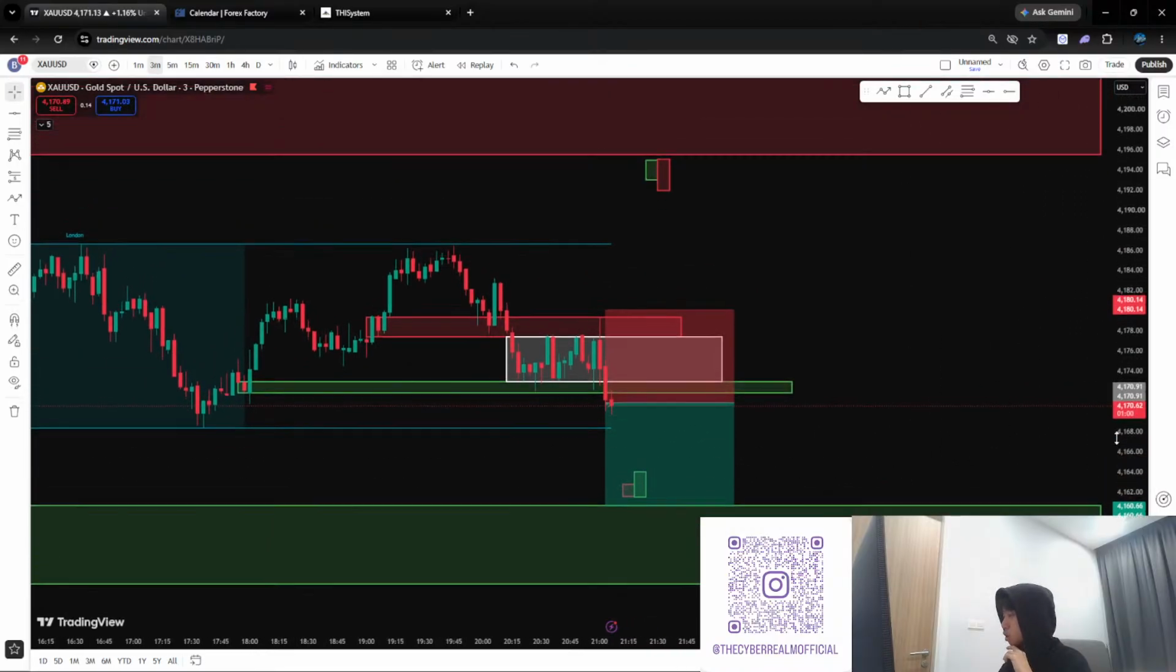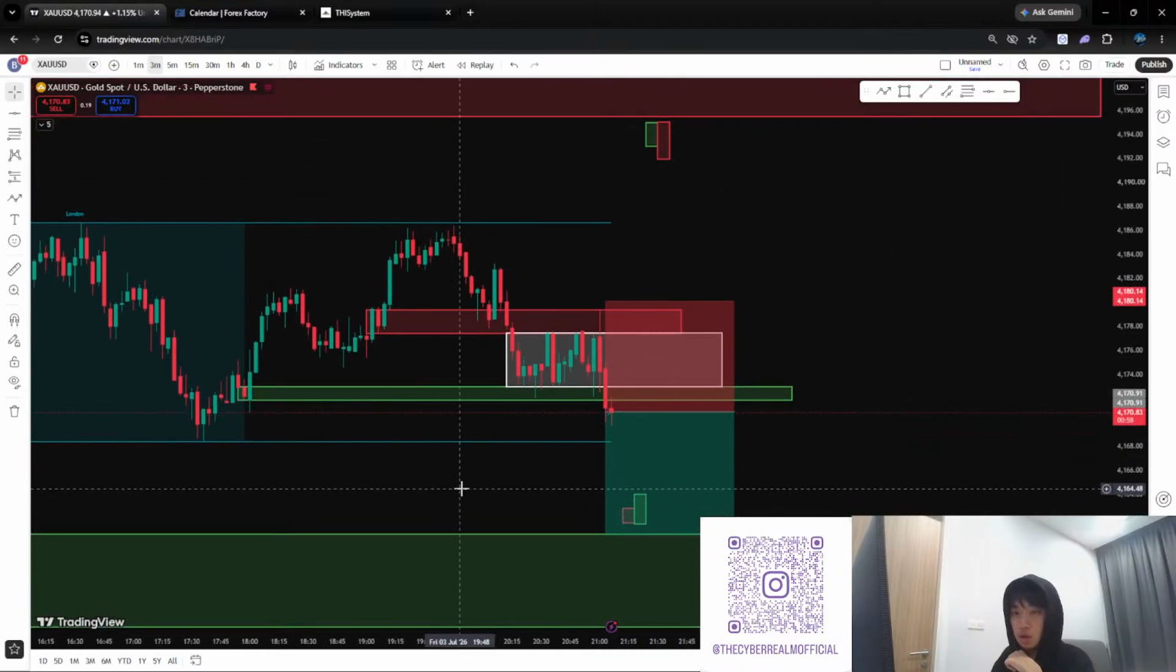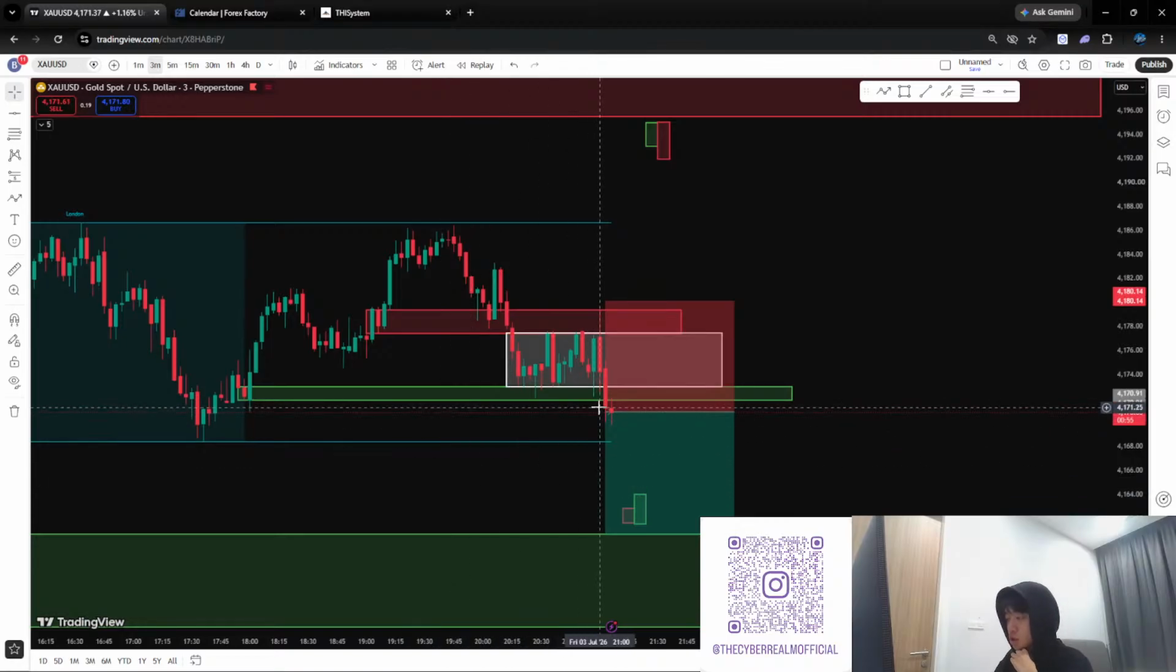Secure your profits later on. This trade looks like it's going down, so secure your profits later on. We have one loss of around 40 pips. It's alright, we can have the recovery later on.